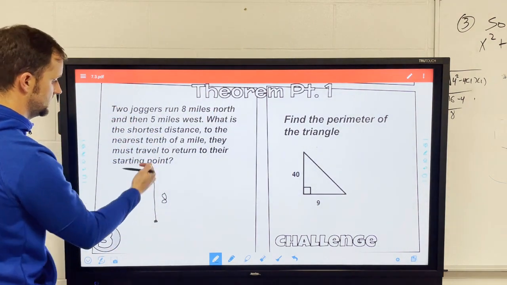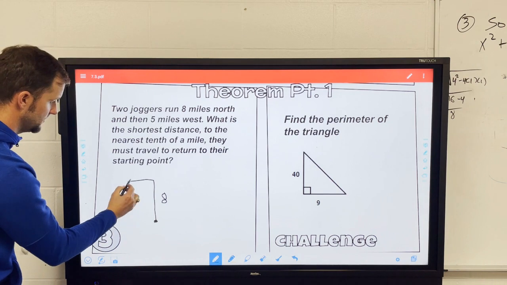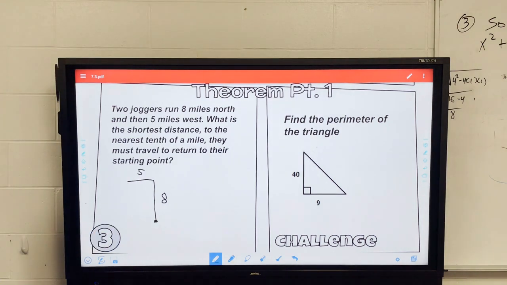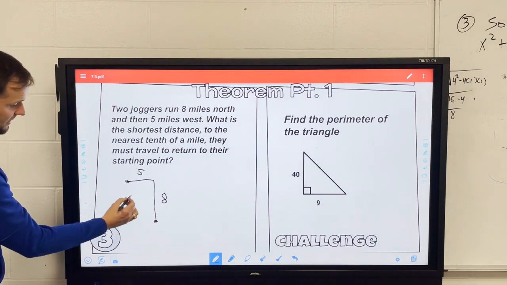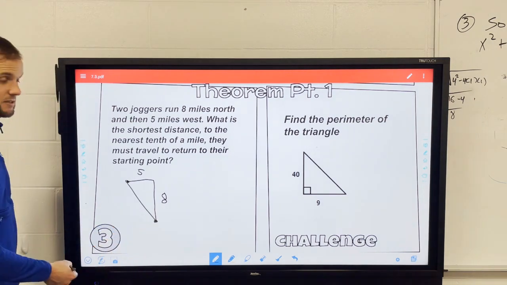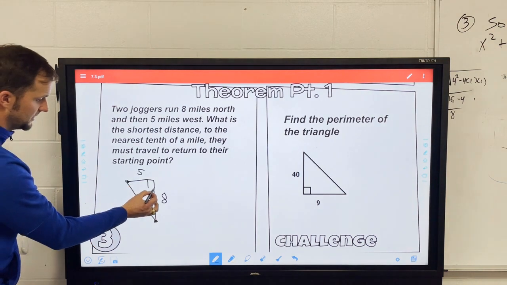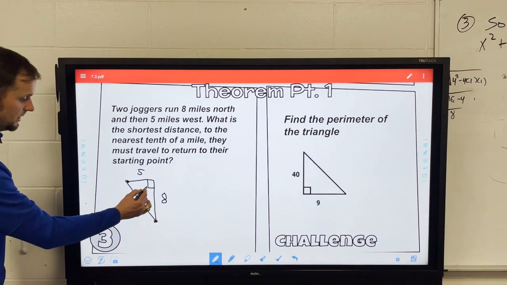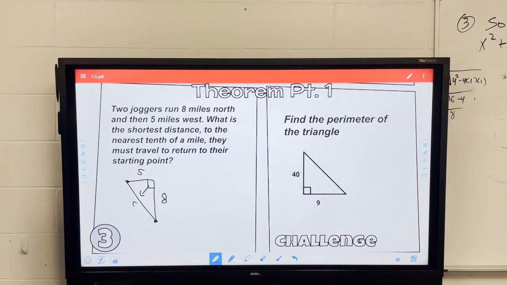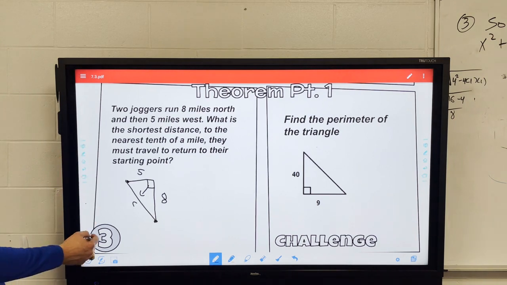And then I'm going to go west. Looks like I'm going to go west 5 miles. And then the closest distance from this point they're at to where they began is going to be a straight distance to there, which if you look, this makes a 90-degree angle. That's going to be a right triangle. So I am looking for the hypotenuse, which is going to be the c value of my right triangle. Okay, so I'm going to use the Pythagorean theorem here.